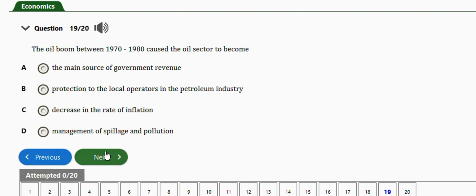Next question says the oil boom between 1970 and 1980 caused the oil sector to become the main source of government revenue, protection to local operators in the petroleum industry, decrease in the rate of inflation, management of spillage and pollution. The right answer is option A. It caused the oil sector to become the main source of government revenue.